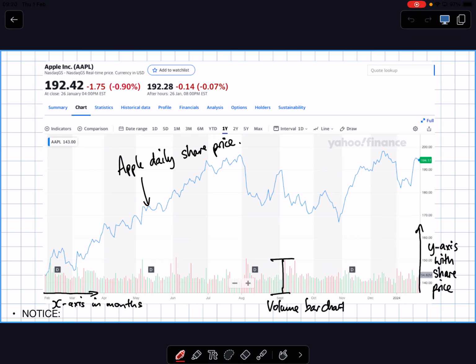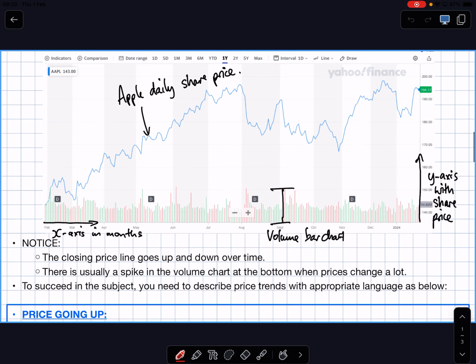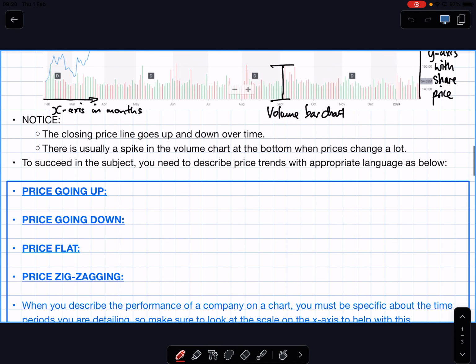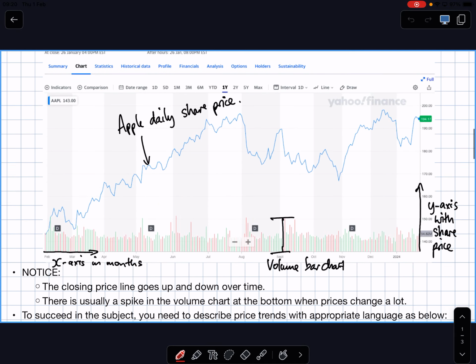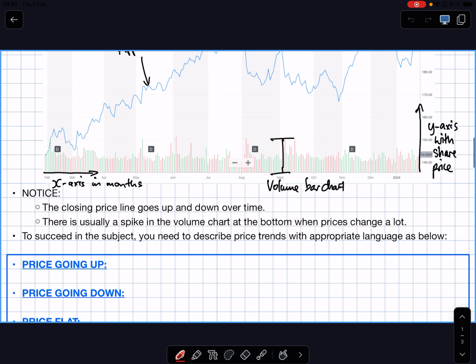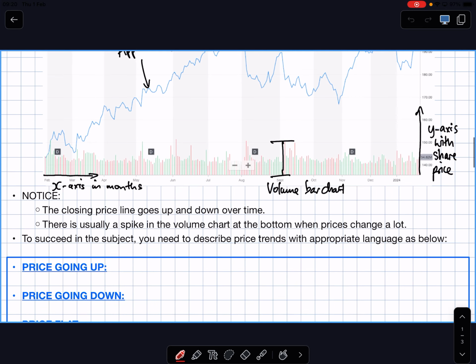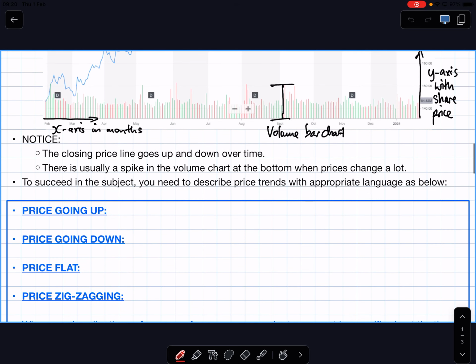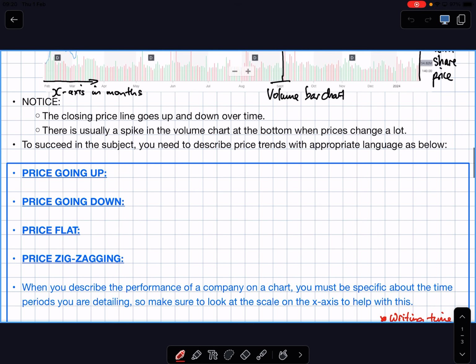Do you know how Google earns their money? Any idea? Ads. It's through ads and through selling your information, so their share price doesn't go up and down, it just goes up, until everyone's saturated, until they can't earn any more money. So that's Apple. Please notice the closing price line goes up and down over time. There's usually a spike in the volume chart at the bottom when the prices change a lot, which we just talked about.